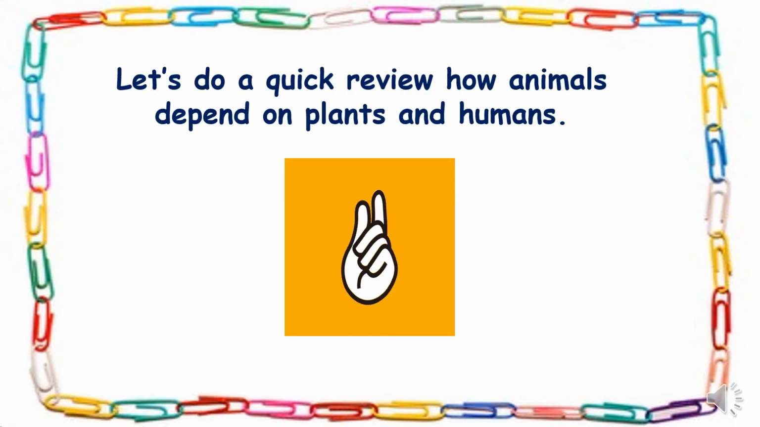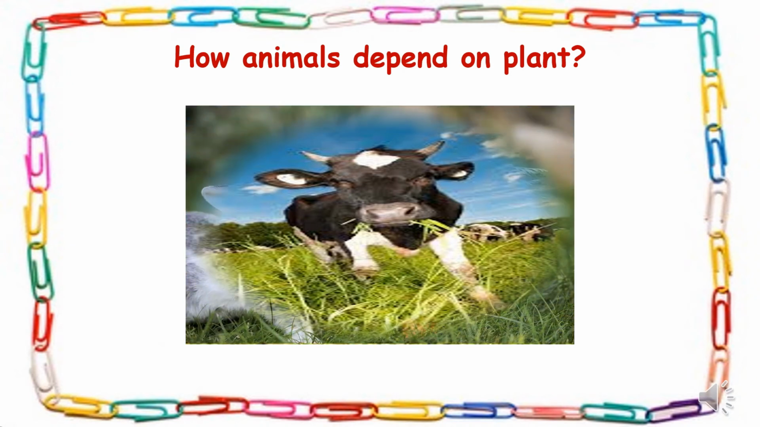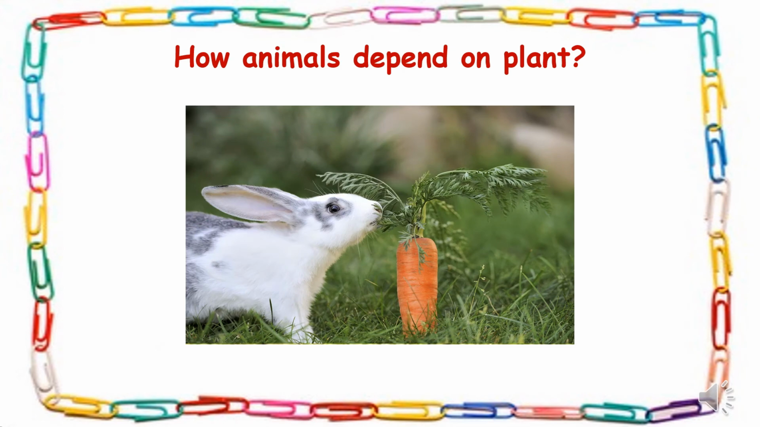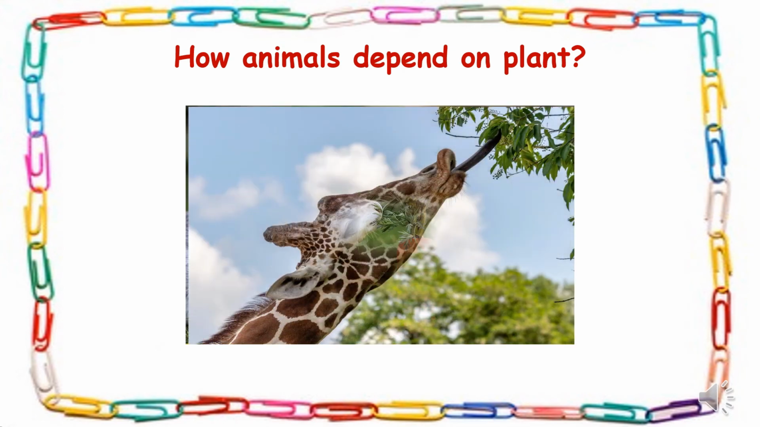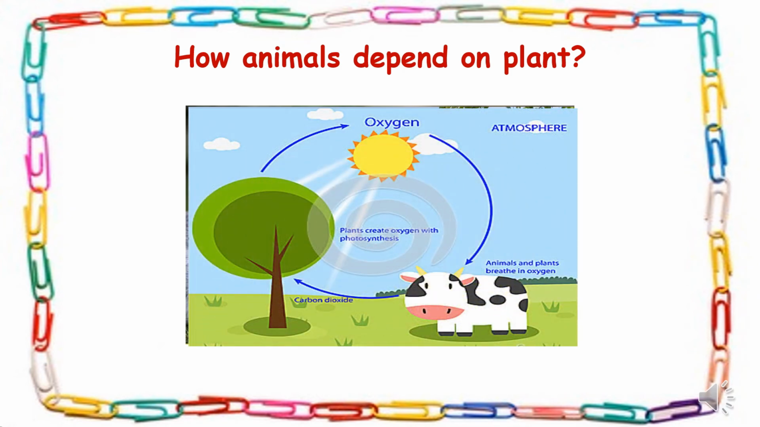Let's do a quick review how animals depend on plants and humans. Animals depend on plants. The cow depends on the grass for its food. The rabbit likes eating carrot which we get from the plants. Giraffe too likes eating grass. The trees give oxygen which is needed by the animals for breathing, and the animals give out carbon dioxide which is needed by the tree to prepare its own food with the help of photosynthesis.